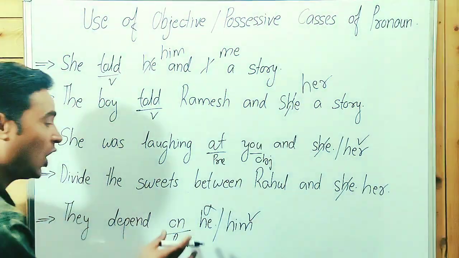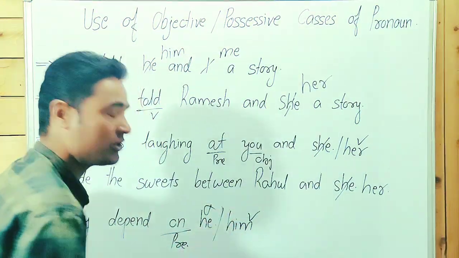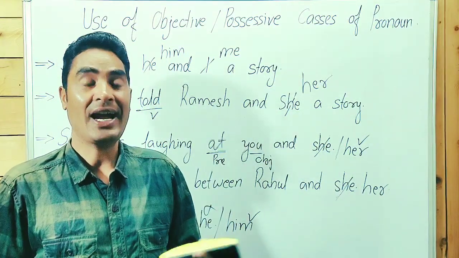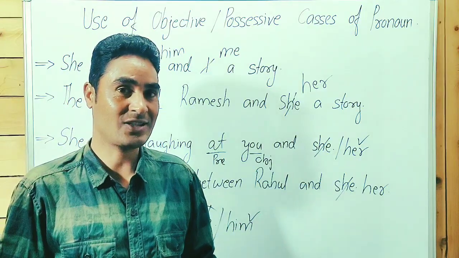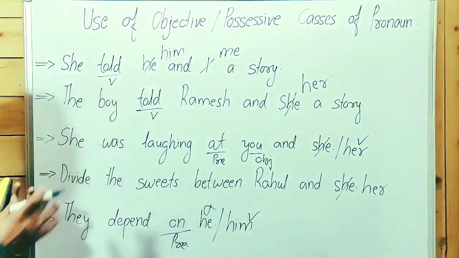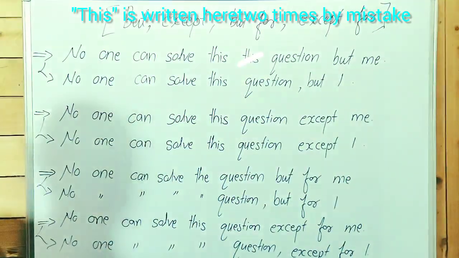They depend on him, not they depend on he. After a preposition, we use the objective case of the personal pronoun. In the next slide, we will learn advanced uses of the subjective case and objective case. Okay? If you want to take a screenshot, you can take. Have a look at these examples.